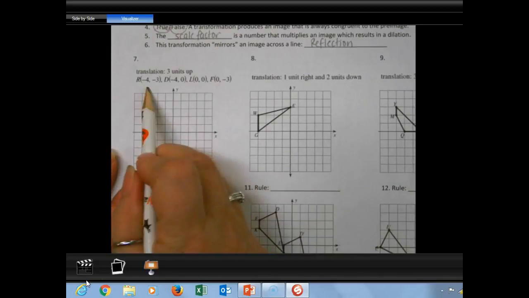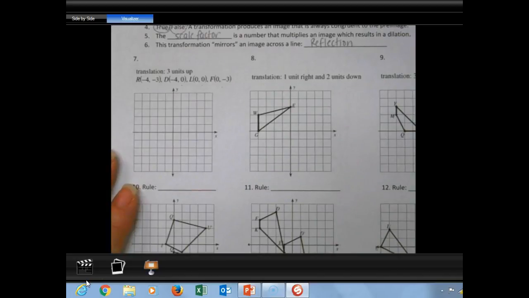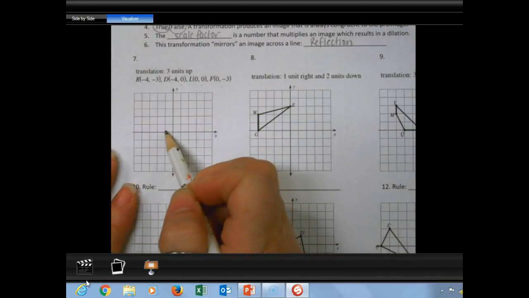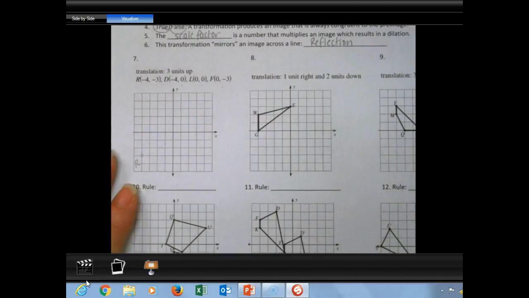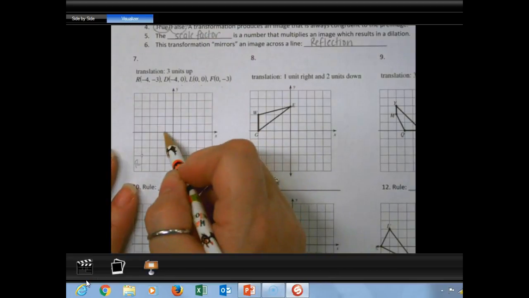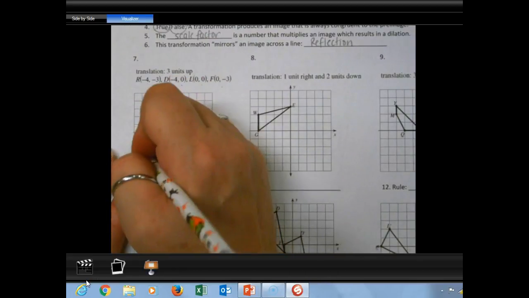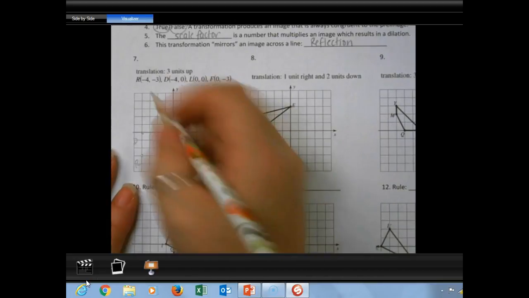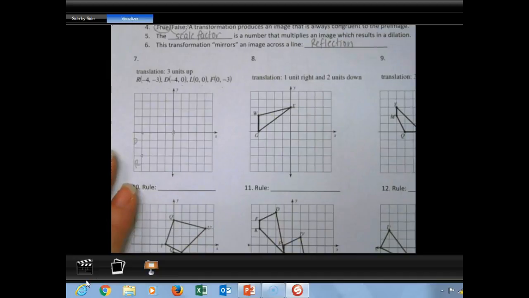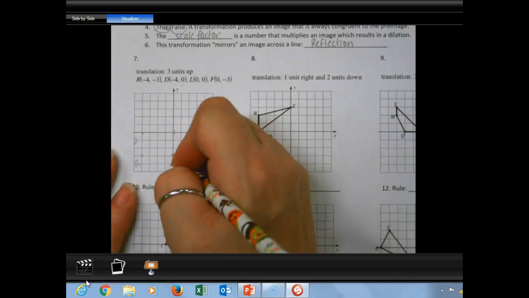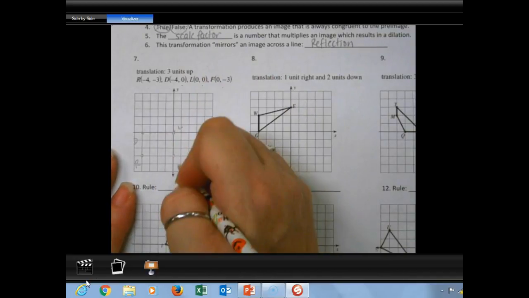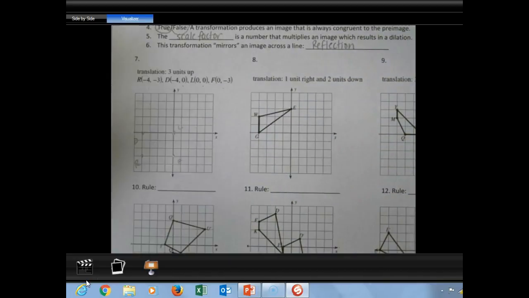So it wants us to graph these 4 points. So -4, -3, 1, 2, 3, 4, 1, 2, 3. This would be my R. D is going to be -4, 0. L is 0, 0. That would be my point of origin. You guys should have graphed this already. F is 0, -3. And you should be using your straight edge to connect those points.